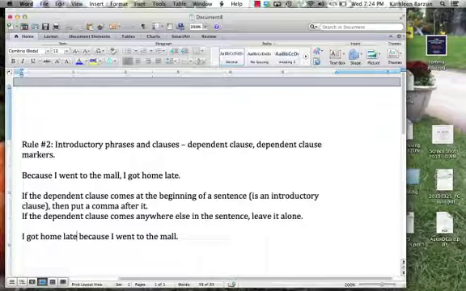But the reality is you have to realize that commas have nothing to do with pauses. They don't have to do with where you took a breath. They are rules. There are places that they go based on function and purpose that are rule-based. And there's never a reason to use them if it doesn't fall into one of the rules. So this is rule number 2, introductory phrases and clauses. If it comes at the beginning and is an introductory clause, then you put a comma after it. If it comes anywhere else, you leave it alone.